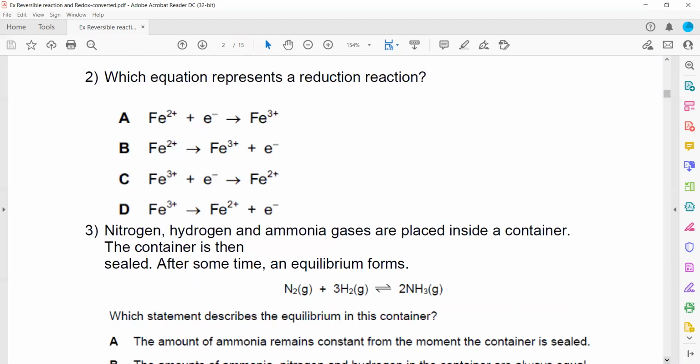In question 2, which equation represents reduction? Reduction means gain of electrons. Always remember RIG: reduction is gain of electrons.